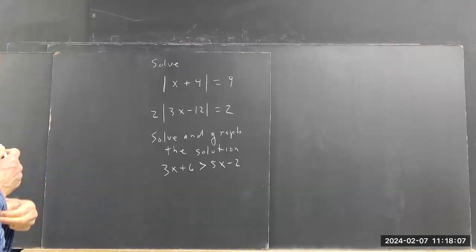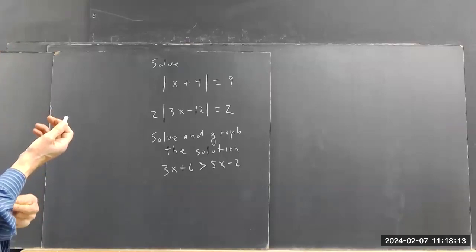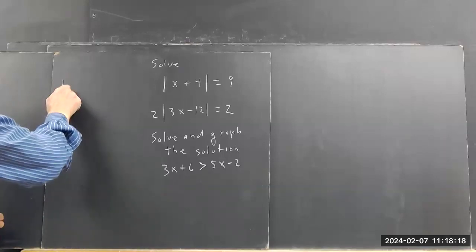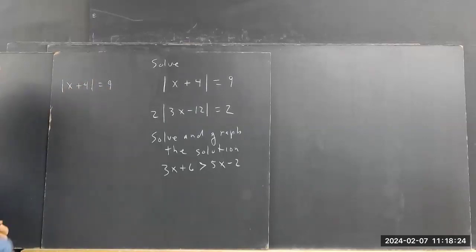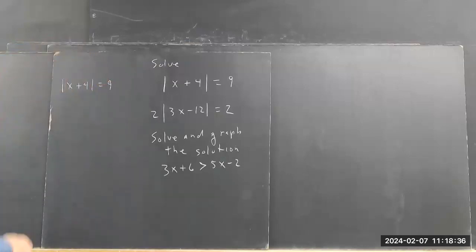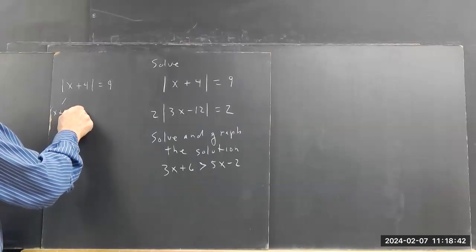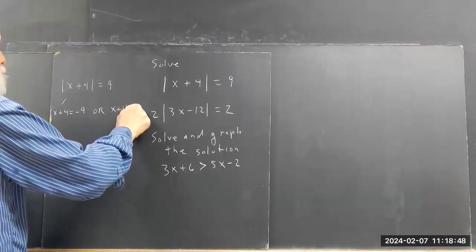All right, now to solve any absolute value equation, you're going to break the equation eventually into two equations. Okay, so if we have absolute value of x plus 4 equals 9, this means that whatever's in these absolute value signs has to either be 9 or -9, right? Okay, otherwise its absolute value wouldn't be 9. Well, this says that x plus 4 equals -9, or x plus 4 equals 9.